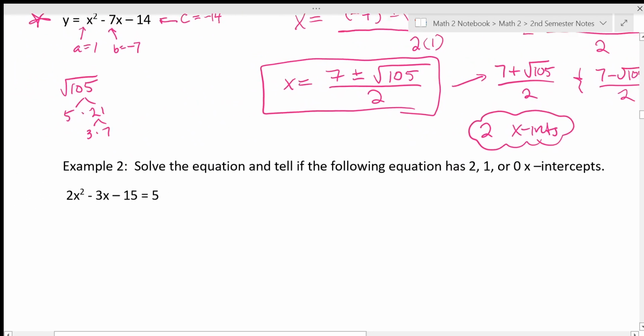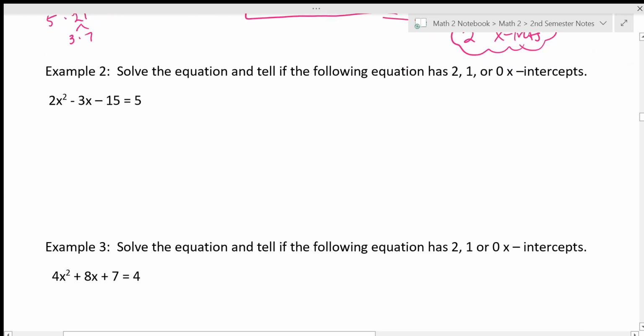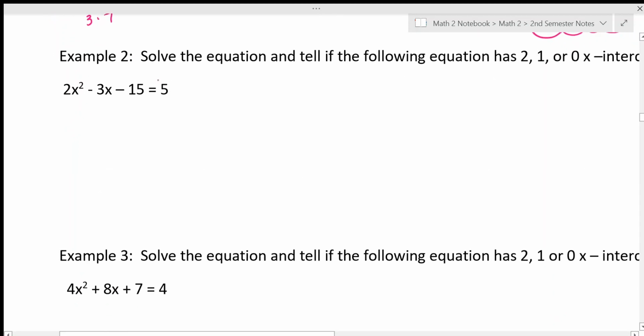All right, so quadratic formula. Let's try another one. First, before we go, we notice on this one that there's a 5 over here. We cannot have numbers on both sides of our equation. We need to have it equal to 0. So I'm going to subtract 5 from both sides. I'm going to have 2x squared minus 3x minus 20 equals 0. Now I can use my quadratic formula. There's my a, my b, and my c.